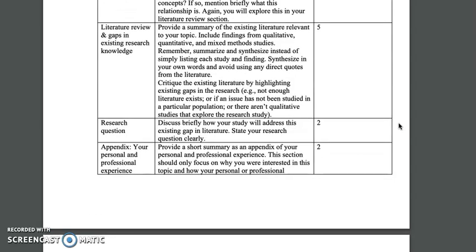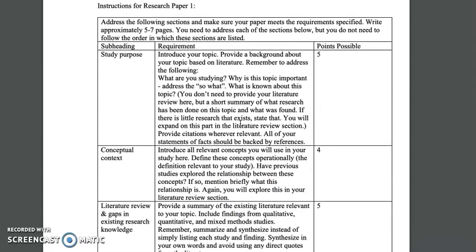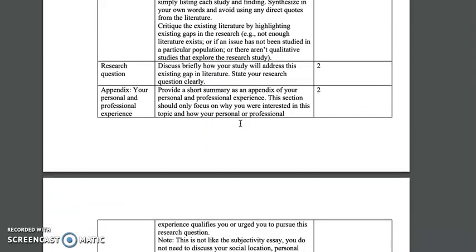And then finally, you will introduce your research question. So when you are setting up your research question, you will identify, well, this is what the literature has to say, this is the existing gap in knowledge, and therefore how will your study address this gap in knowledge, and then state your research question in a question format clearly. So that is essentially the first section of research paper 1.